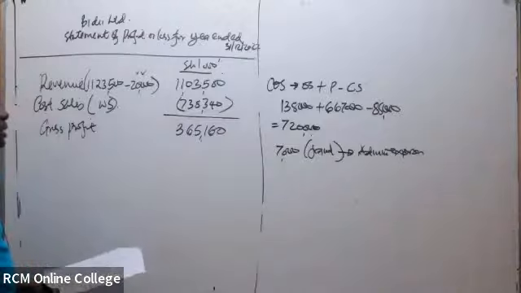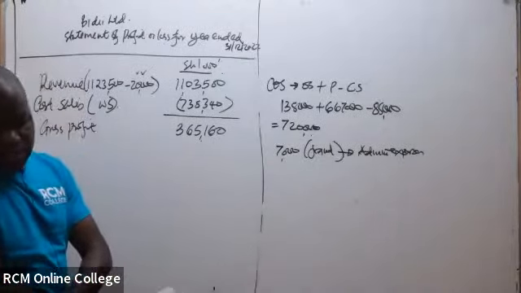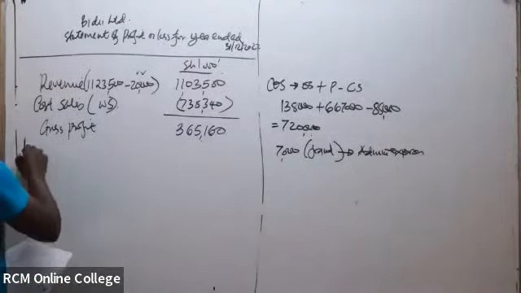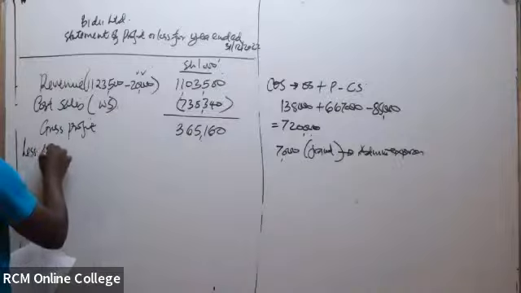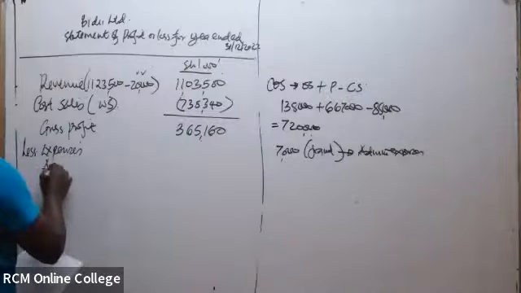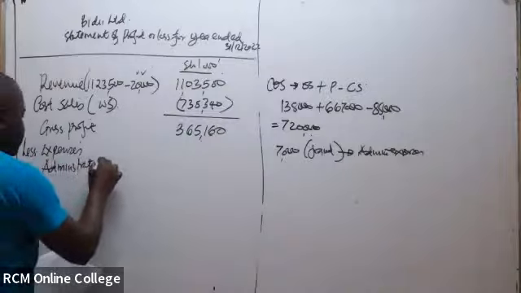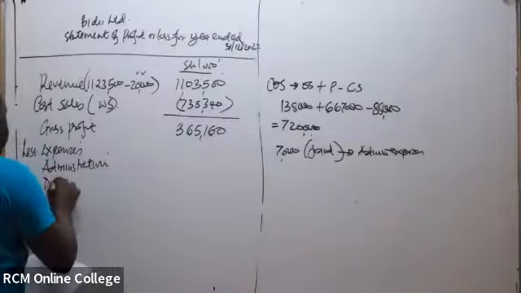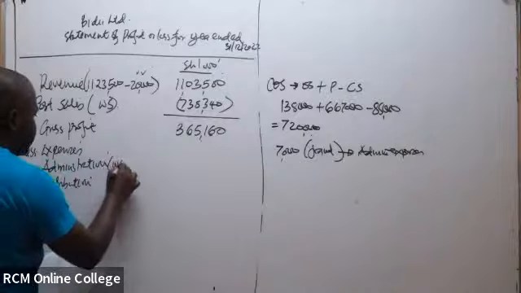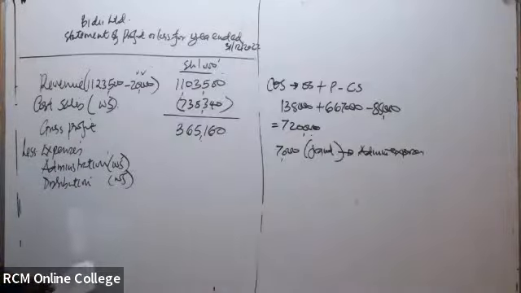365,160. So in this case, that is our gross profit. Then we can less our expenses. We have administration expenses and distribution expenses, which we've done in this case under working 5.